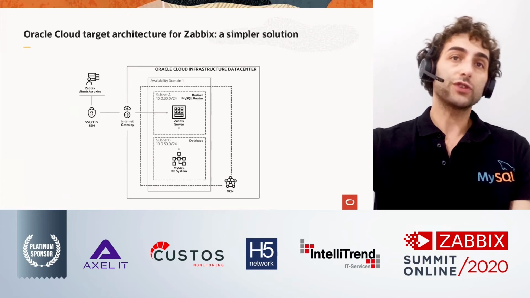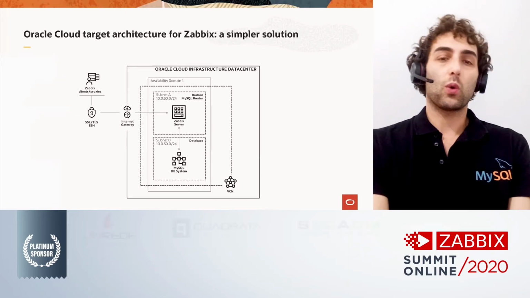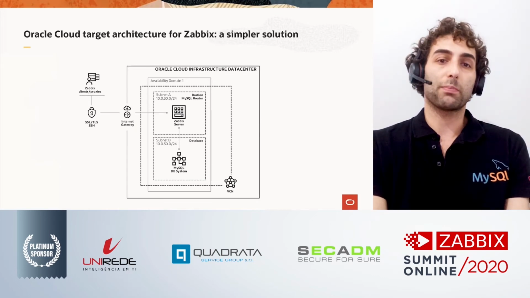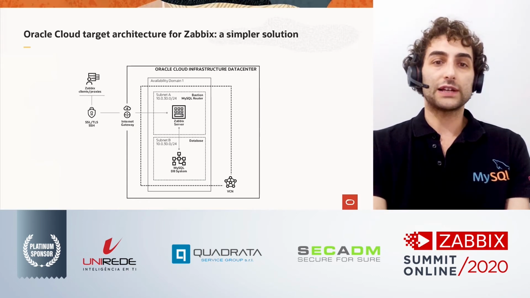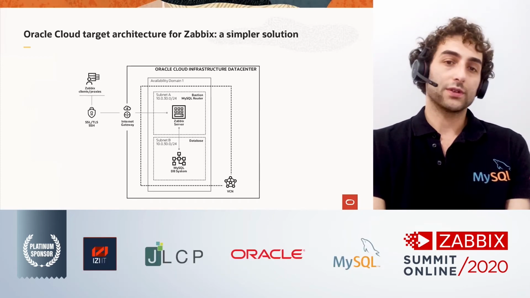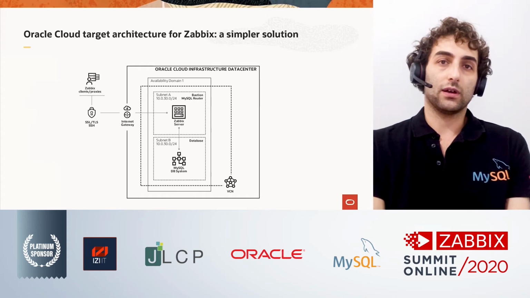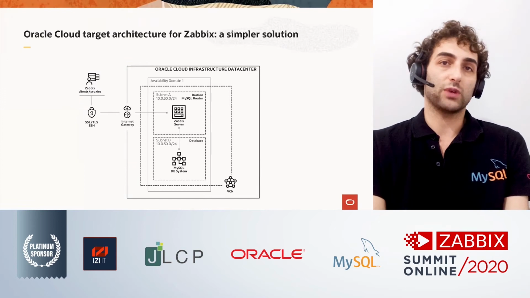So there is also a lighter version where you can have perhaps proxies communicating over the public internet through a TLS connection, communicating directly with the Zabbix server on Oracle Cloud, and then the Zabbix server will interface with the database.